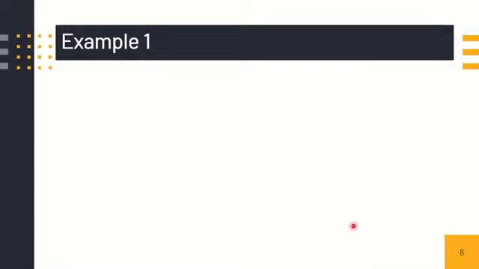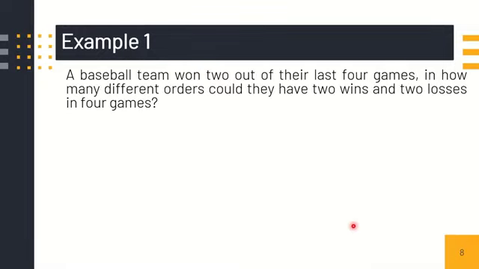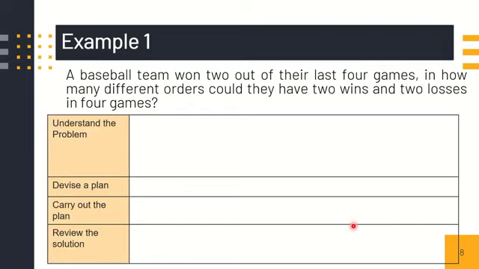Okay, let's have example number one. A baseball team won 2 out of their last 4 games. In how many different orders could they have 2 wins and 2 losses in 4 games? So, applying the 4 steps of Polya's problem-solving strategies, the first one, we need to understand the problem.